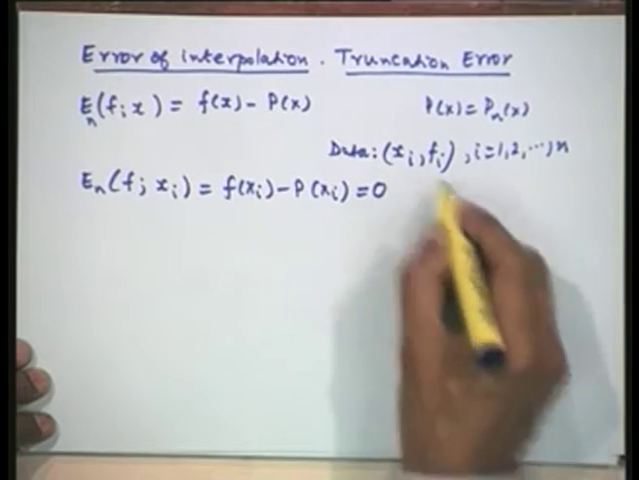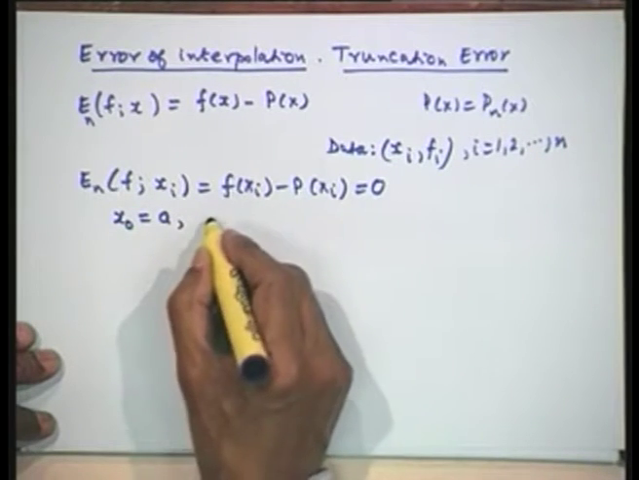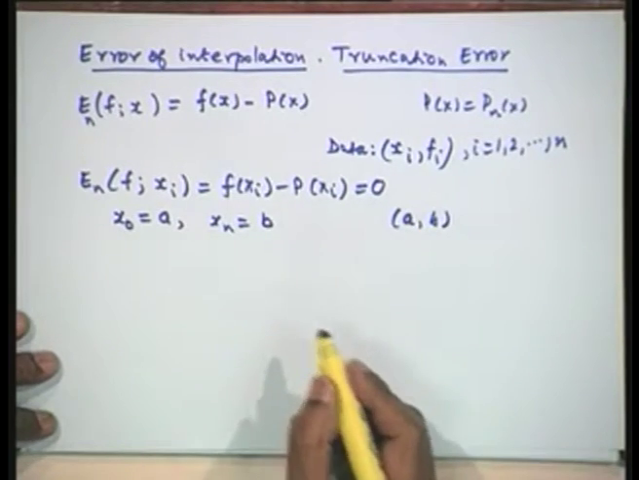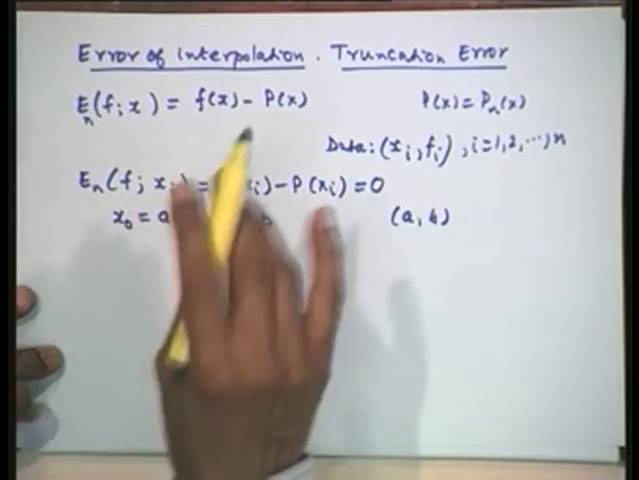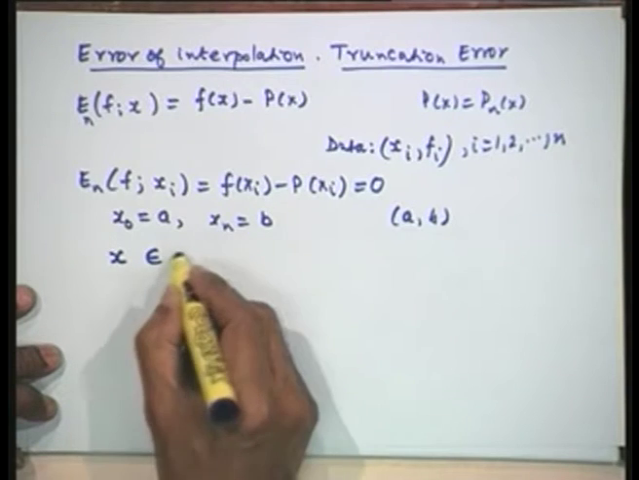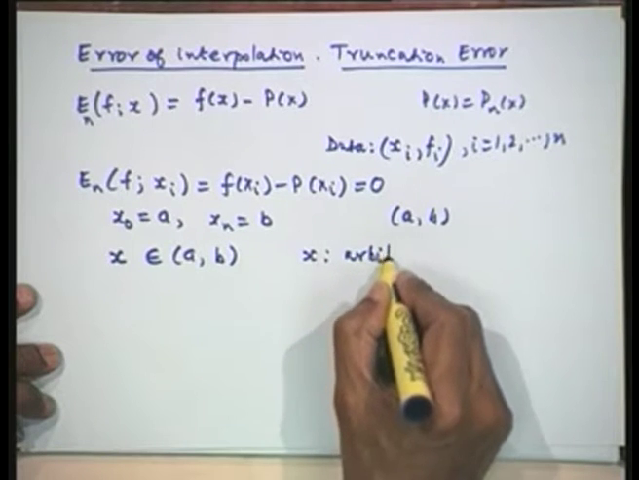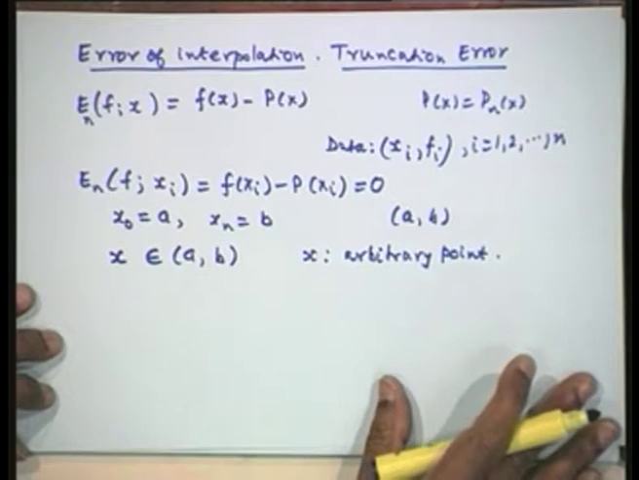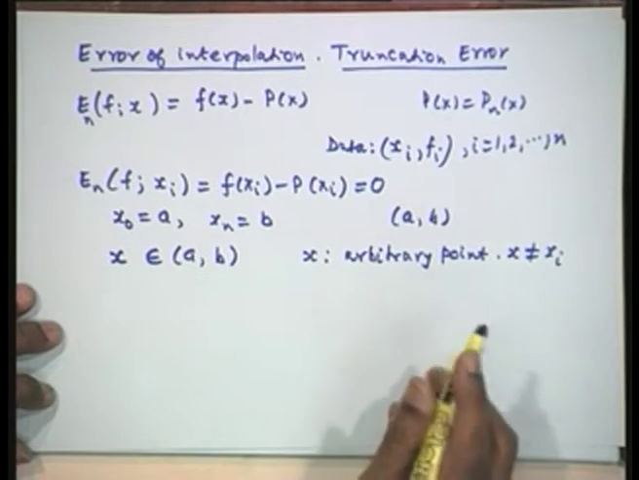Now, to generalize the problem, let us denote our first point x0 as a and the last point xn as b, so that we are talking of a general interval [a, b]. Now, we are interpolating at an arbitrary point in between. So, let us choose x, an arbitrary point contained in this interval [a, b]. Therefore, x is an arbitrary point, and therefore x is not equal to x_i.